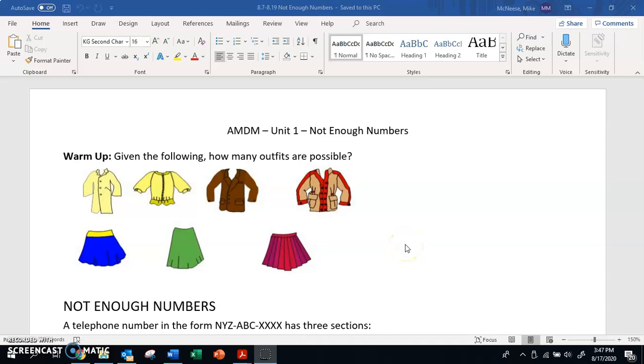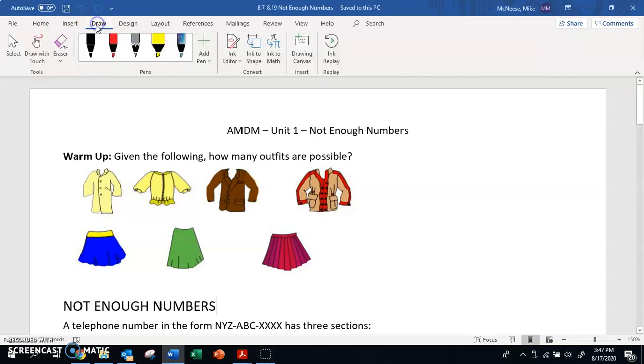All right. So today what we're going to be talking about is using set limits on numbers to try and see what the maximum amount of something we can find is. Now, first thing I want y'all to do is work on this formula. It says, given the following, how many outfits are possible? So pause the video, take a second, and we'll talk about it.